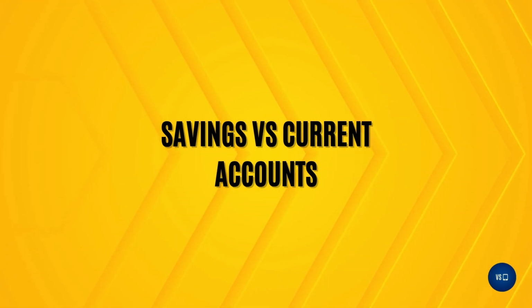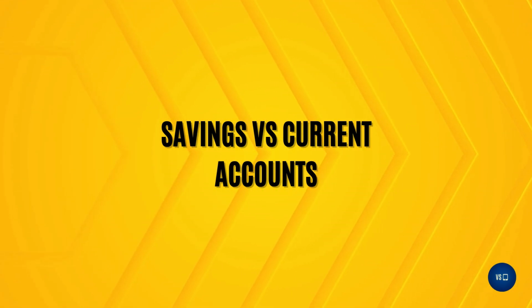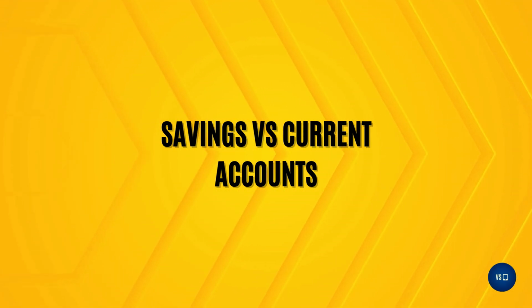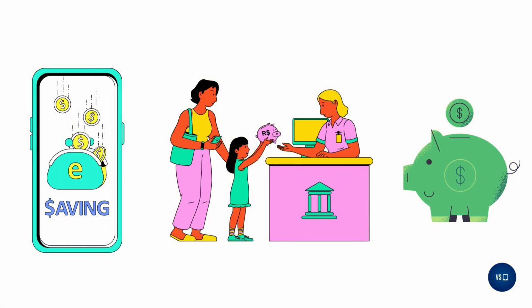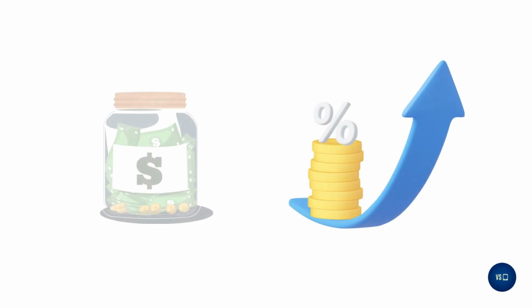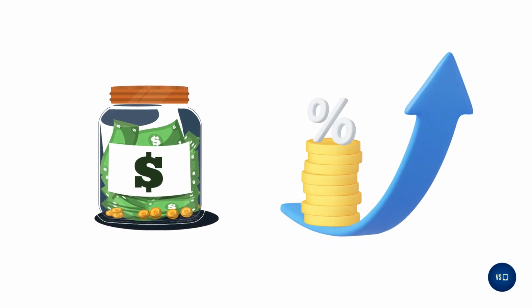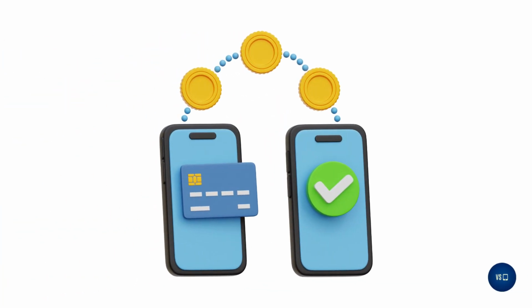Let's start with something simple but super important, the difference between a saving account and a current account. A saving account is like a safe locker for your money. It's designed to help you save, earn interest, and grow your balance over time. You get limited monthly transactions, and in return, the bank gives you a little interest, like a mini reward for not touching your money too much.